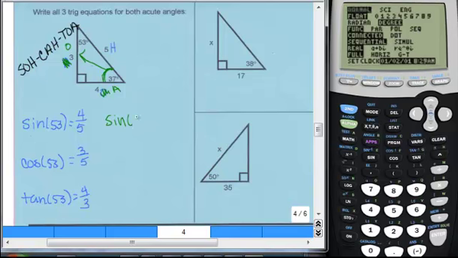So the sine of 37, sine is opposite over hypotenuse. Opposite over hypotenuse is 3 over 5. Cosine of 37. Cosine is adjacent over hypotenuse. So adjacent over hypotenuse is 4 over 5. And then the tangent of 37. Tangent is opposite over adjacent. Opposite over adjacent is 3 over 4.